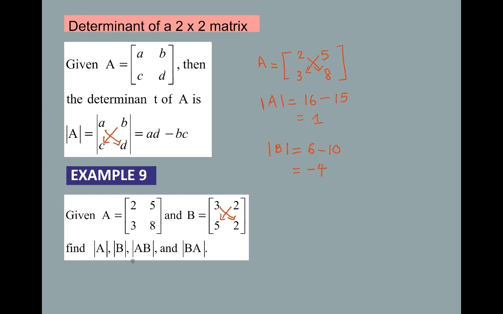Now how about the determinant of AB and BA? AB means A multiplied with B. We have done multiplication in our previous video, so you should be able to multiply A and B, and you will also be able to find the determinant. I'm going to leave the determinant of AB and BA to you, because in this chapter we are going to focus more on a 3 times 3 matrix. Our syllabus is more on a 3 times 3 matrix.